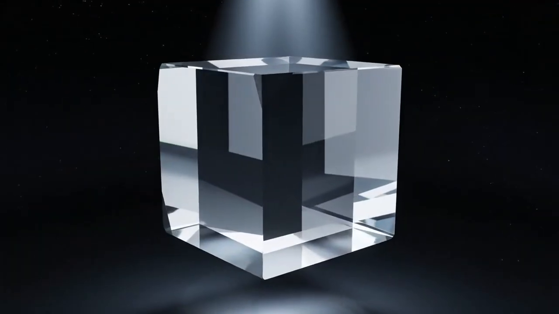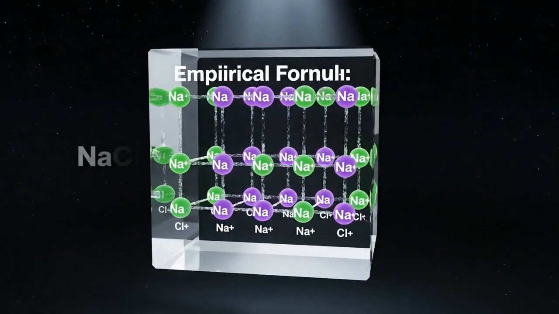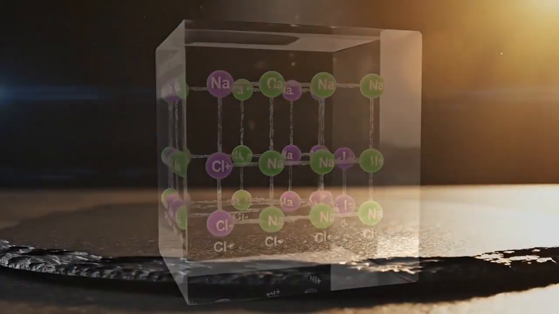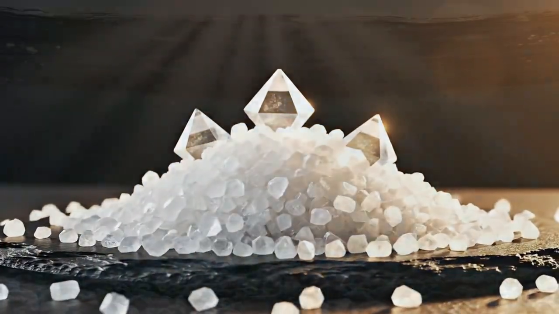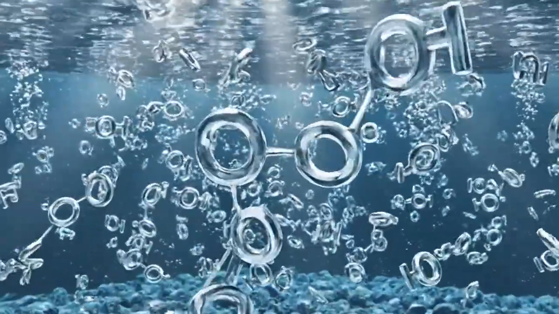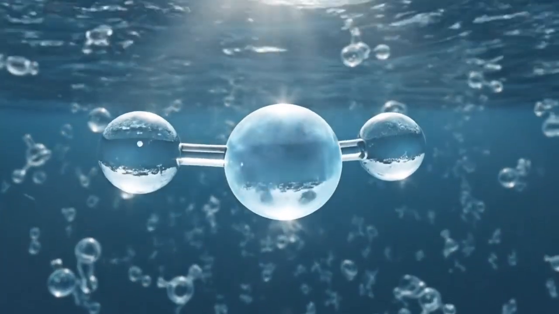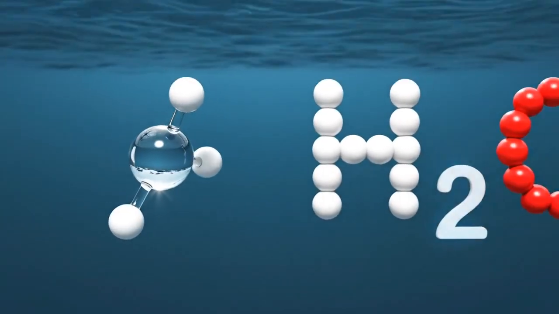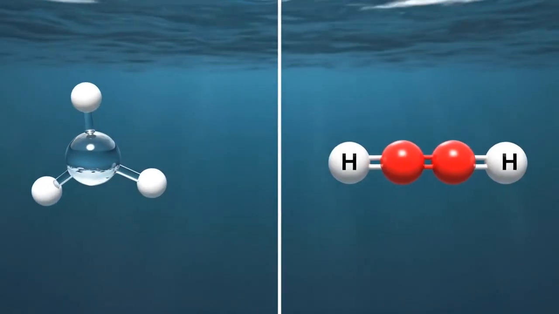For ionic compounds, this is the formula unit. The simplest whole number ratio of its ions. Think of NaCl, common table salt. But for molecules, it's a different story. They exist as discrete, bonded units. This gives us the molecular formula. The true count of atoms in one molecule.